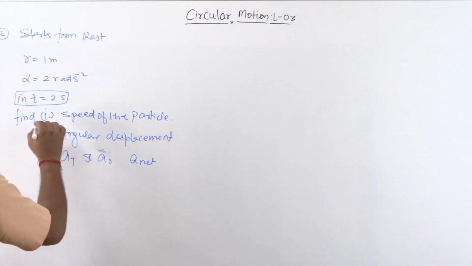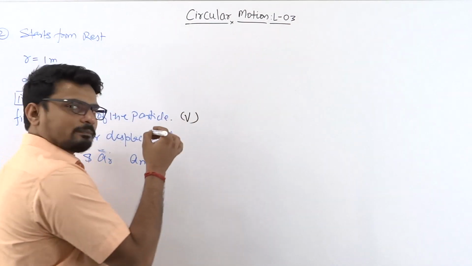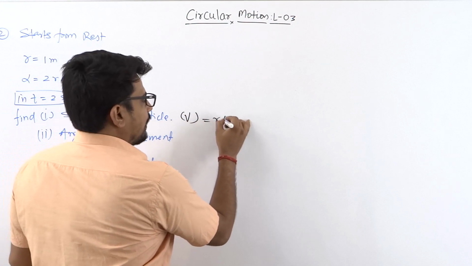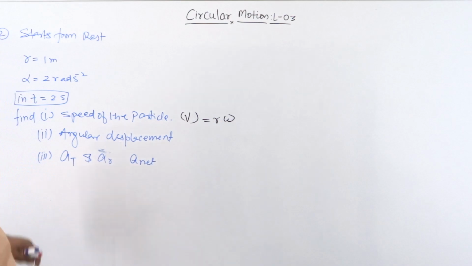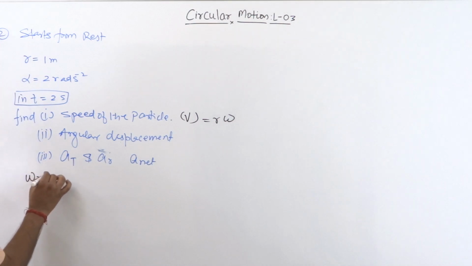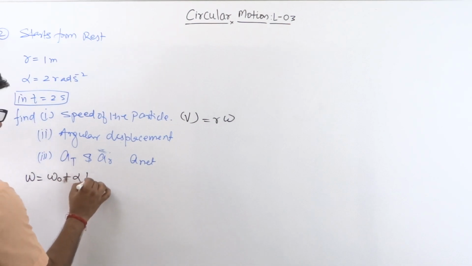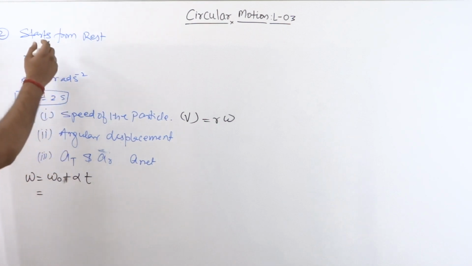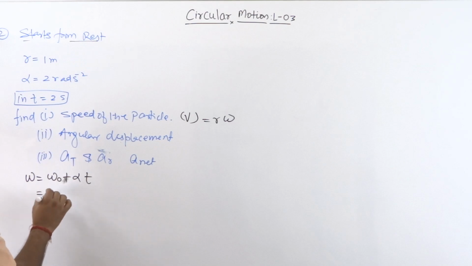The first thing, speed of the particle. बच्चों ध्यान रखना, speed means they're talking about V, and we know that V is equals to R times of omega, which clearly means the omega is missing over here. We have the radius, we have the time, we have the alpha. Can we just find omega? Of course we can do that. So omega, as we all know, should be given as omega naught plus alpha t. So omega naught is how much? Starting from the rest, it means omega naught is going to be 0. So this is going to be 0.